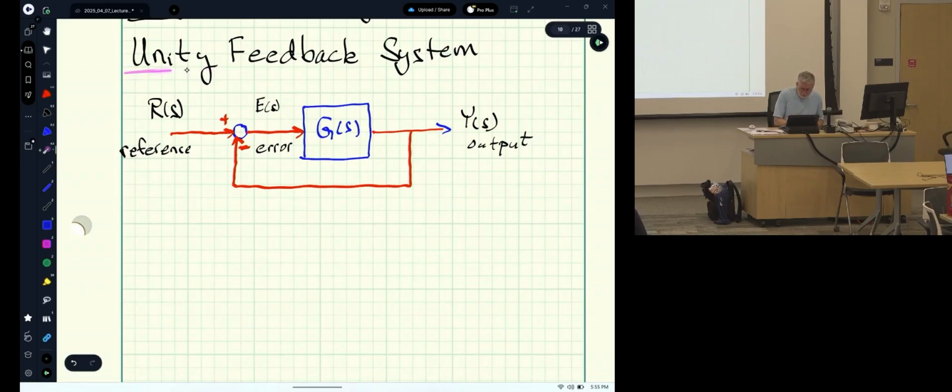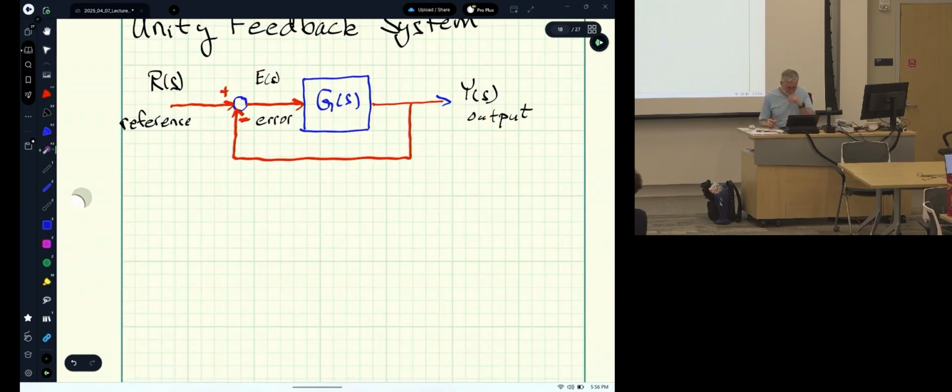Where's the word unity? It's because there's a 1 here. I could open up that block and stick in the 1, but nobody does that. But this signal is multiplied by nothing, which means it's unchanged, the same as multiplying by 1. That's the unity feedback. It's feedback because there is a loop, closed loop, also called closed loop control. This is sometimes called the command, but we're going to call it the reference for now, and then the system has an output, just like we had before.